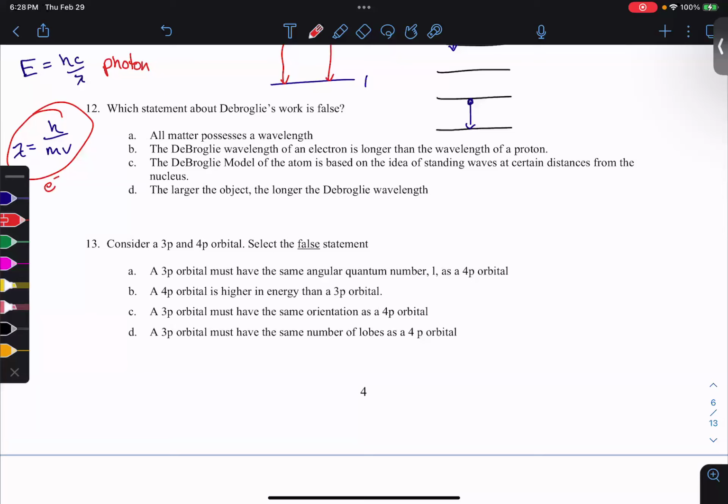Okay, so which are false? All matter possesses a wavelength. Is that true or false? True, because all matter has mass. And doesn't that equation say anything that has mass has a wavelength? Yeah.